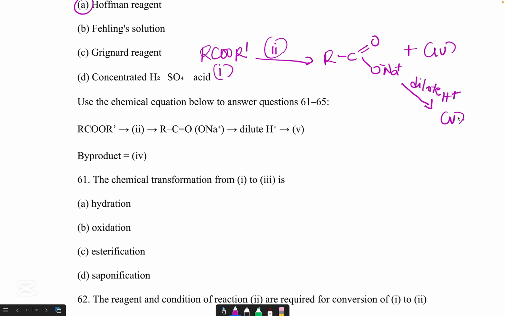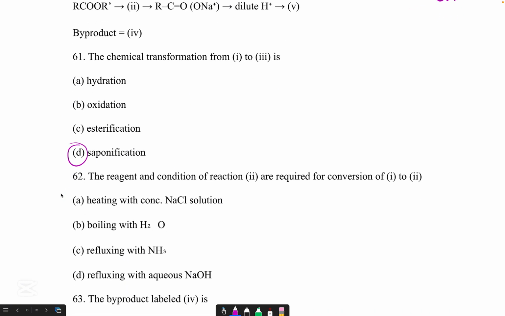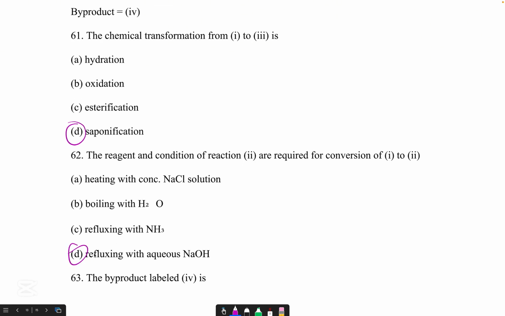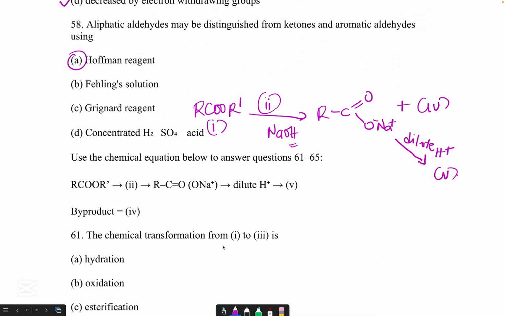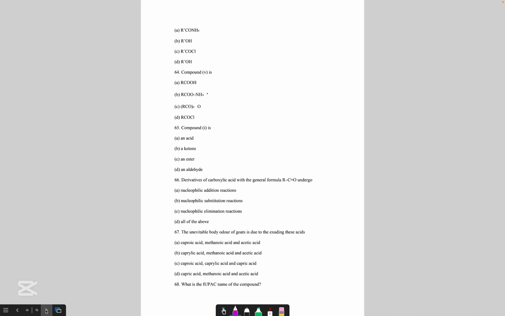Now, use this equation. The chemical transformation from I to III is saponification. It requires sodium hydroxide. Is that okay? So that reaction is called saponification of esters. The reagent and condition required for converting I to III is refluxing with aqueous sodium hydroxide. I have written it here. Aqueous sodium hydroxide. All right, saponification.